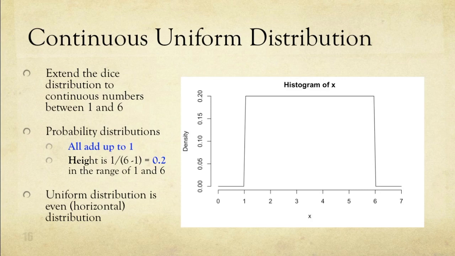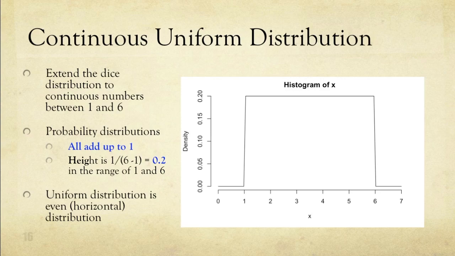As you can see here, the area of the rectangle between 1 and 6 can be computed by the width, which is 5, times the height, which is 0.2, and so the total area is 1. So this still meets the expectation of all the probabilities adding up to 1. However, we need to be very careful conceptually here. The height, 0.2 here, is not a probability value. It is what we refer to as probability density, but not probability exactly.